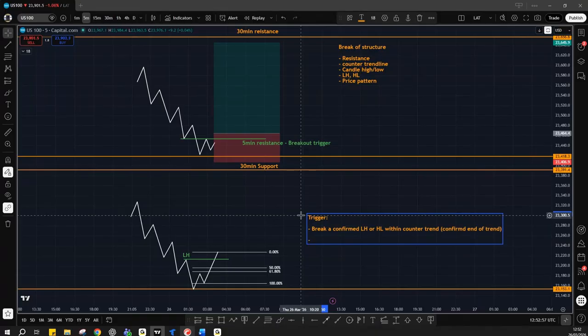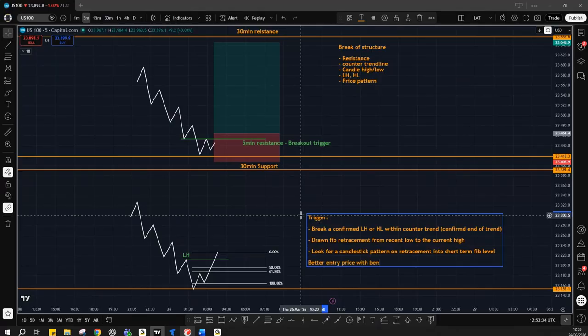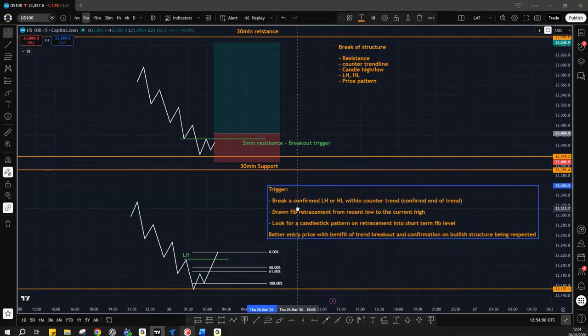Because that's a bit of a late entry, I'm going to draw a fib retracement from the recent low to the current high, or vice versa if we're in the other direction. This is going to provide me with a pullback entry, or an entry on the pullback to this fib. So look for a candlestick on retracement into short-term fib level. Now, the reason I do this is just because it's going to give a better entry price with the benefit of the trend breakout and confirmation on bullish structure being respected. So we get a few benefits of that, right?